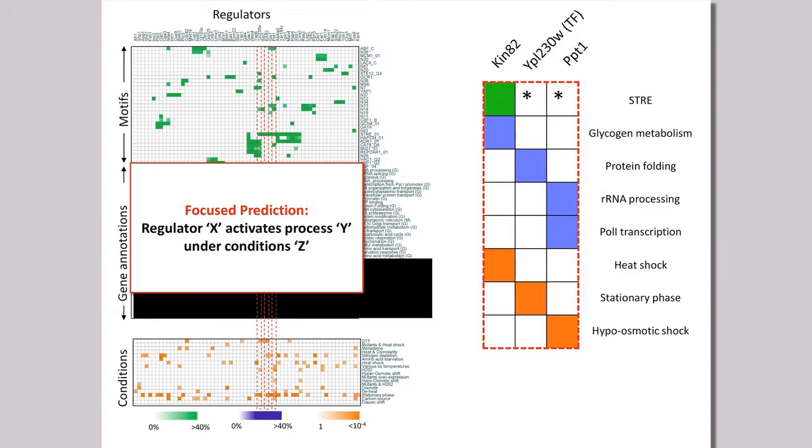And we had pretty specific predictions. We said, this is a kinase, it won't bind DNA directly, but it would act through this binding site. And it would affect glycogen metabolism, and it would be acting in vitro. And we said this transcription factor should affect protein folding genes in stationary phase. And this thing, which is a phosphatase, should affect these processes. They're essential for making genes, making proteins. And it would act in hyposmotic shock.